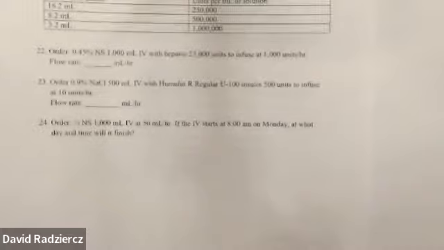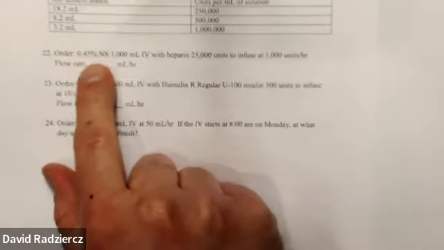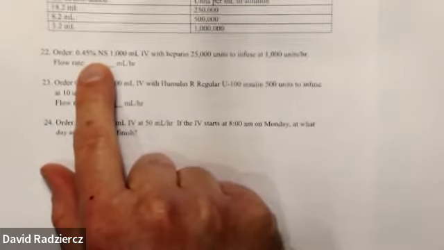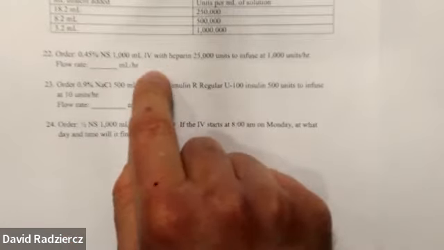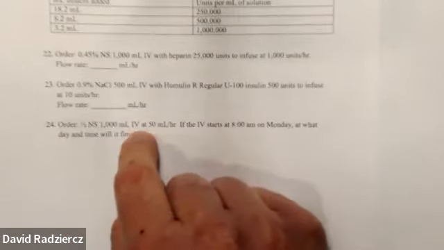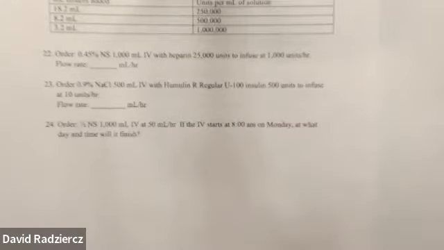All right. So 22 is helpful because this will actually set up one of the types of problems that you'll see associated with the heparin protocol. So we'll get to that in just a moment. And then 23 is very similar to 22. And then 24 is a flow rate with some time elements. So you've actually already done 24 before, but let's look at these.